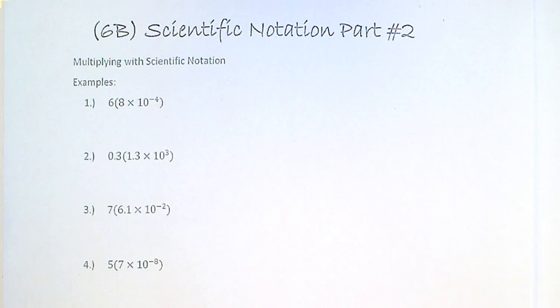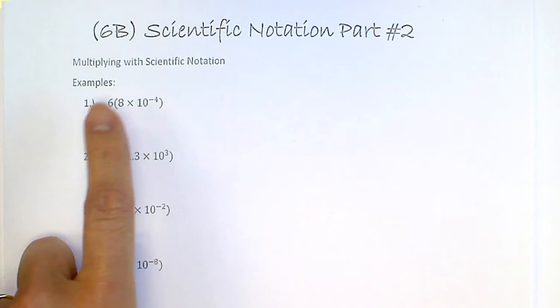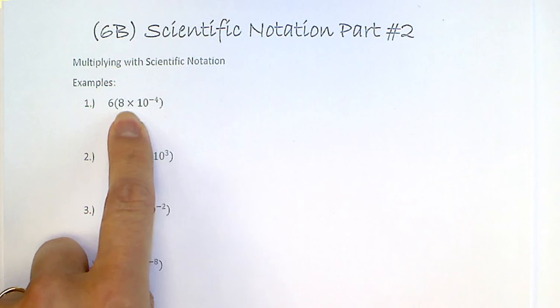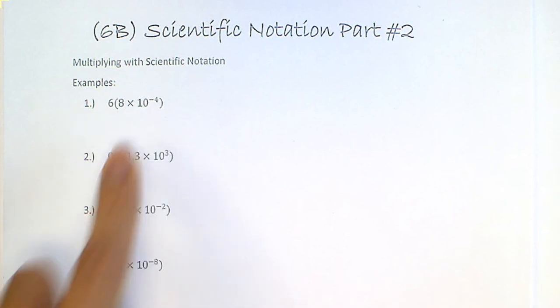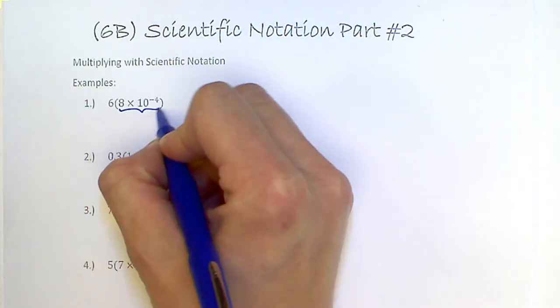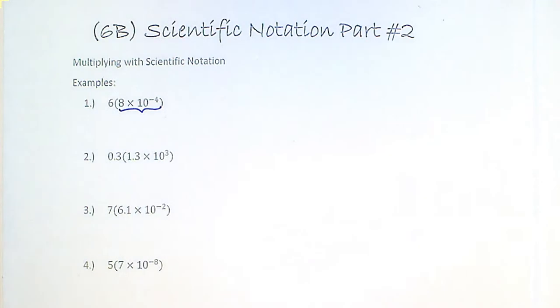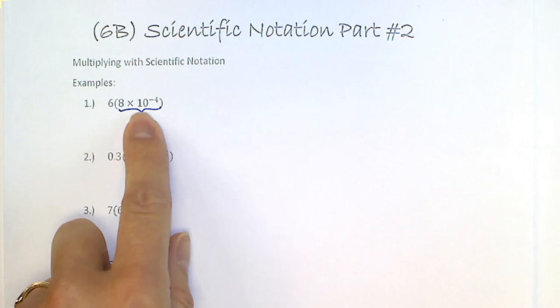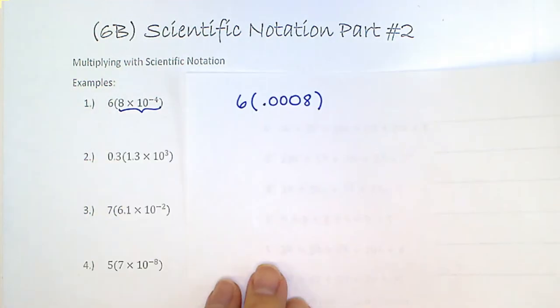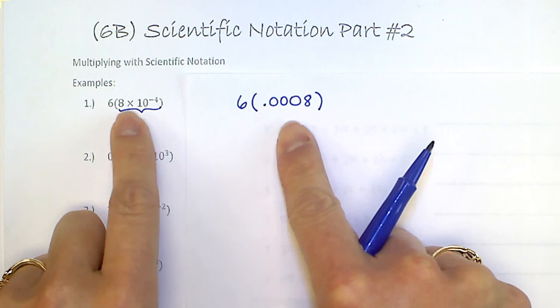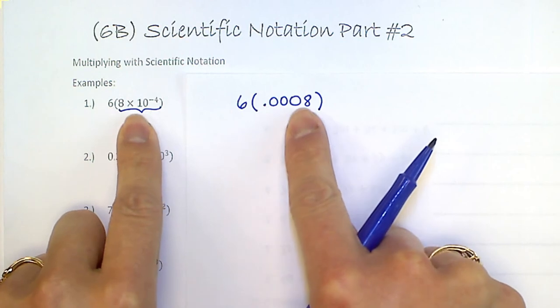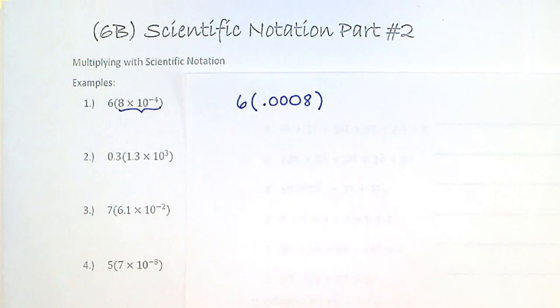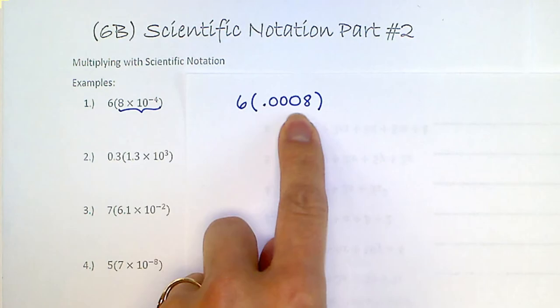Now for scientific notation, we're going to look at how we multiply with scientific notation. For example, I have 6 times 8 times 10 to the negative 4th. This right here is really just one number, and that number is really just 0.0008. So what you could do is change scientific back to standard, okay?